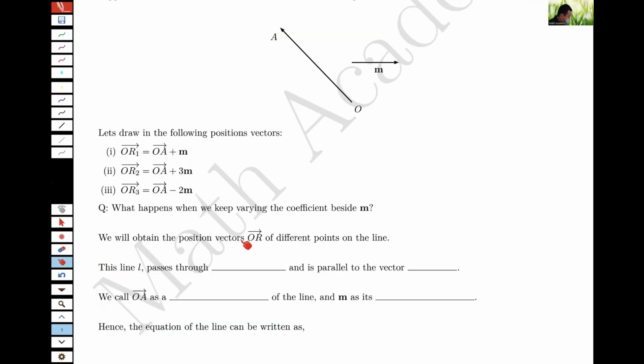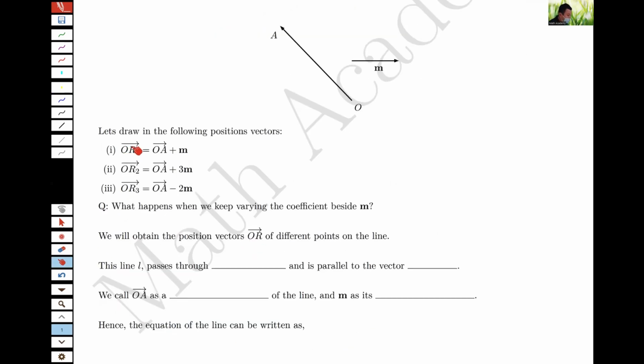If I want to draw in OR1, where is that located on the diagram? OR1 is OA plus 1 time of M. So we will take the M vector and continue towards the right hand side of the point A, and this reaches a point called R1. When we add vectors, we move this towards here so that we get the R1 vector. This blue line is parallel to M as well.